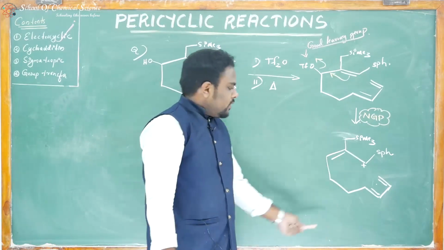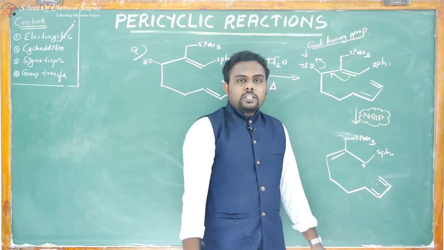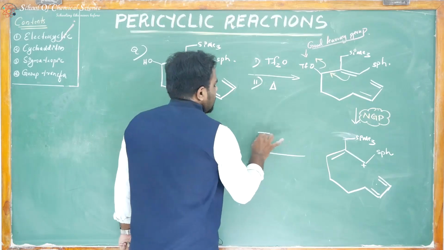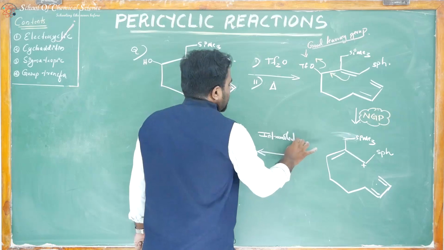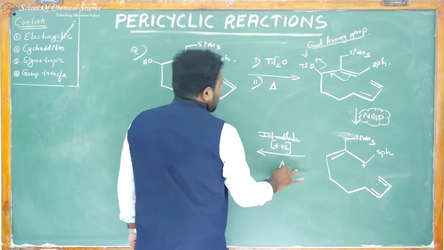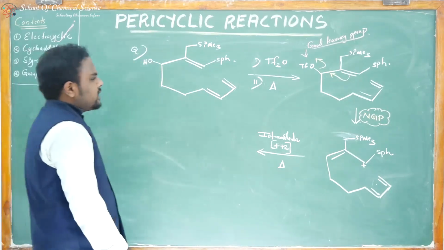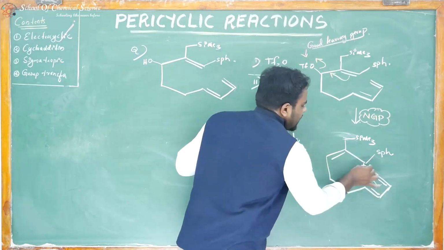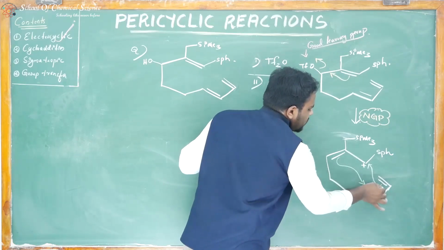A diene is also present in the same molecule. So intramolecular 4+2 cycloaddition reaction under thermal condition. What will be the reaction? This pi bond will make a sigma bond here. This pi bond will make a sigma bond here. This shifts towards this side.